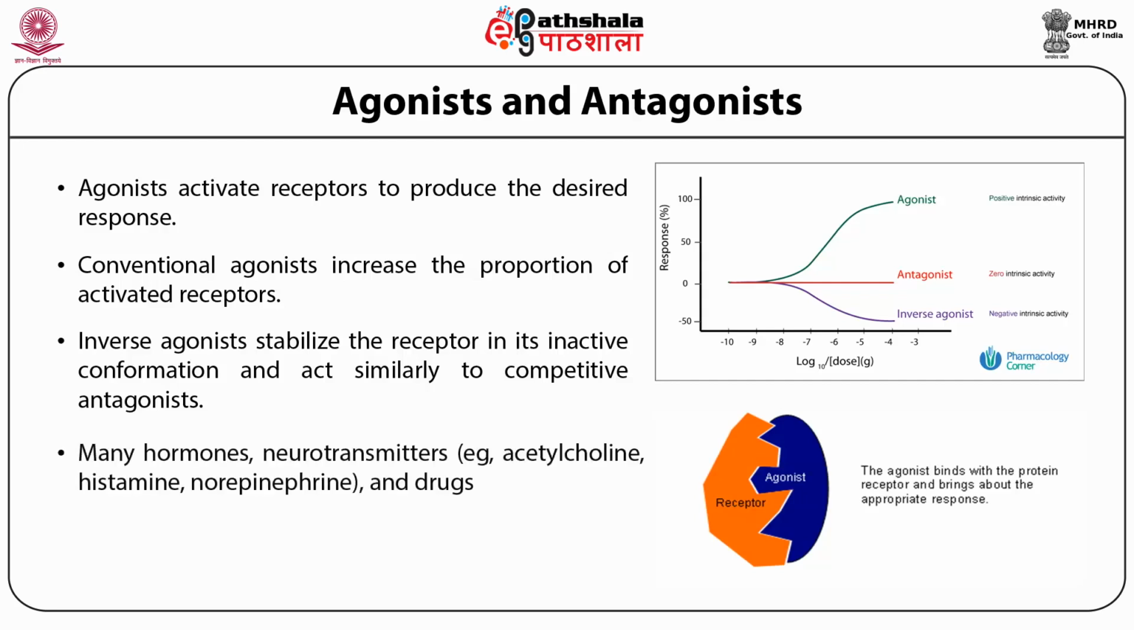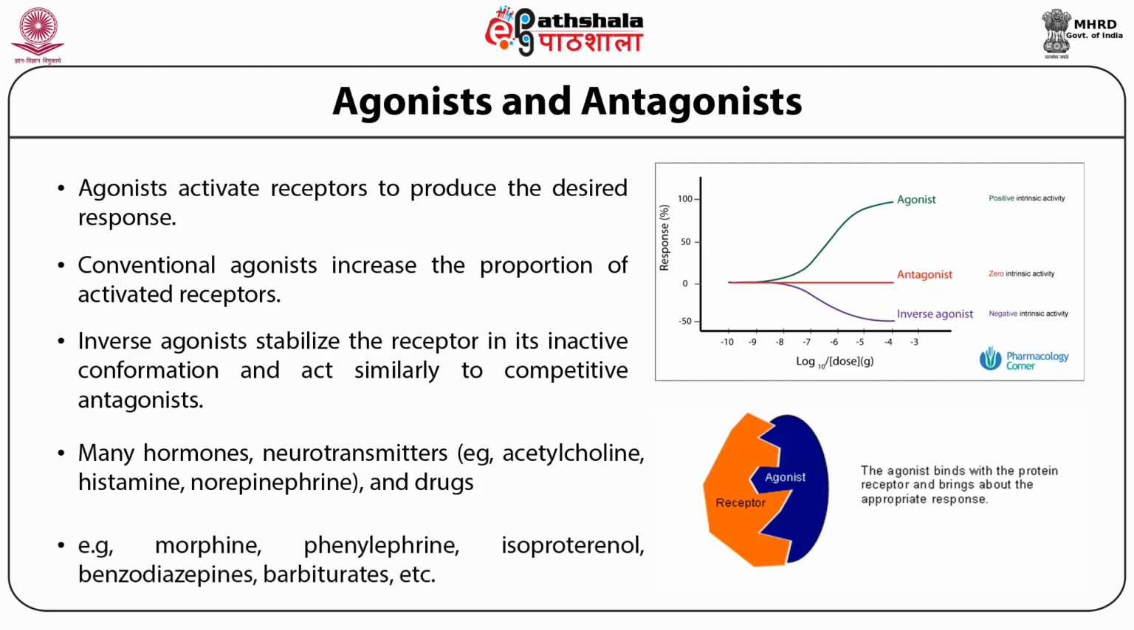Many hormones and neurotransmitters, such as acetylcholine, histamine, and norepinephrine, act as agonists, and so do drugs. Examples: morphine, phenylmorphine, isoprenaline, benzodiazepine, barbiturate, etc. You can see here how the agonist binds to the protein receptor and brings about the appropriate response. Agonist influence increases the response and produces a positive response. An antagonist reverses the action of the agonist, and some are inverse agonists that give a negative response.